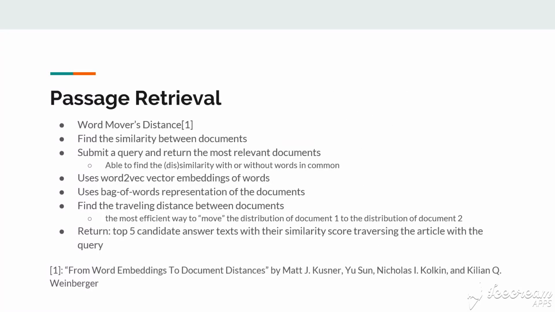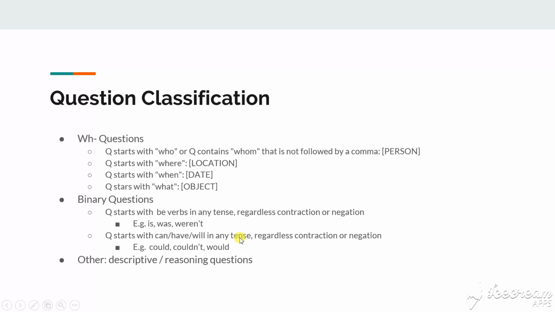For the passage retrieval task, the method that we use here is called the word mover's distance. What it tries to do is to find the traveling distance between documents, and the returned output is the top 5 candidate answer texts. For the question input, we classify them into two major categories. The remaining questions are mostly descriptive or reasoning questions.